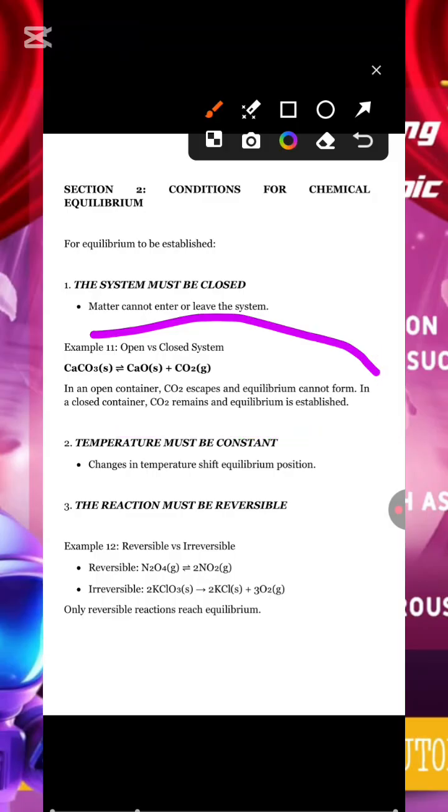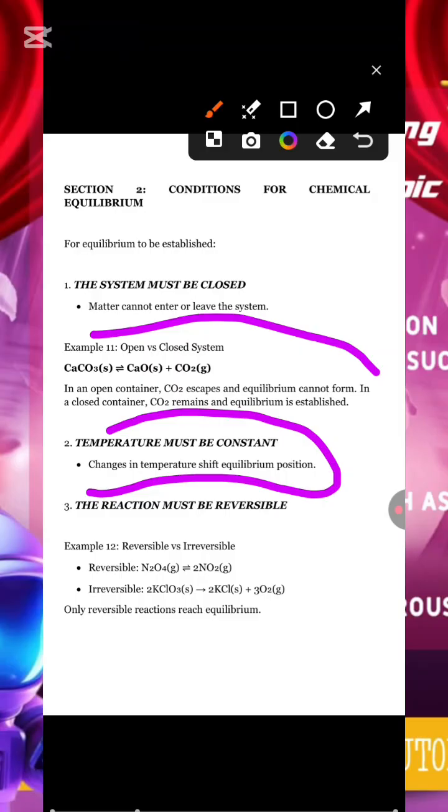Second condition is that temperature must be constant. Very, very important. Because a change in temperature can shift the equilibrium and destabilize it, and then the system will have to adjust itself again to return to equilibrium. Please take note, not just temperature. Concentration too must be constant.